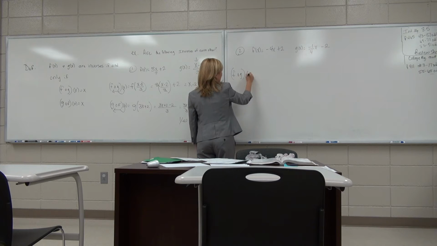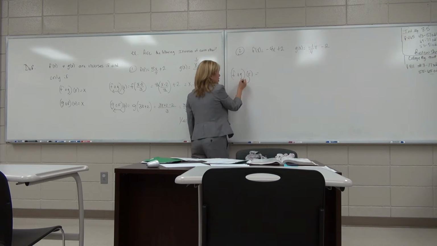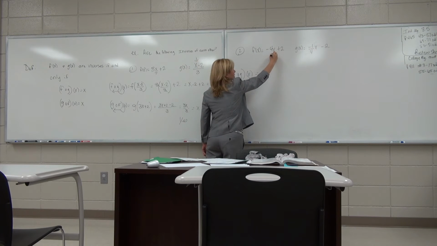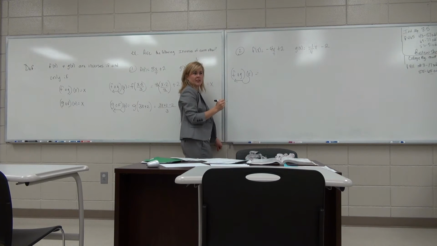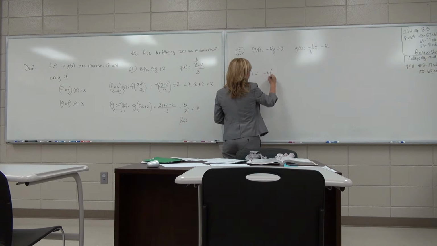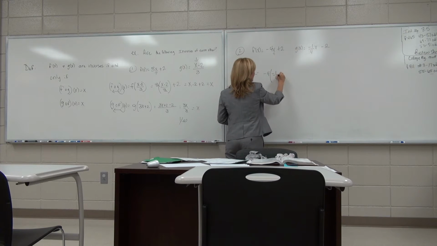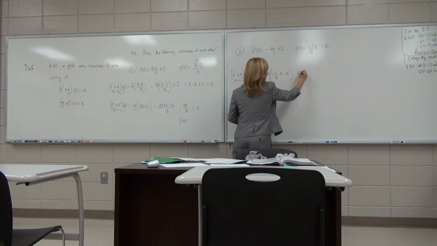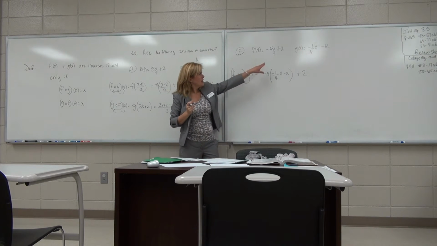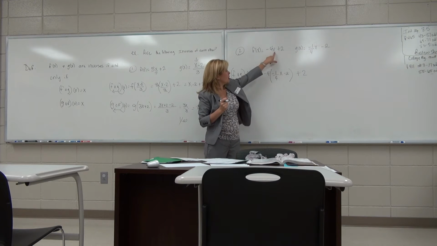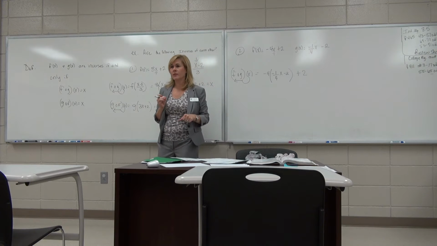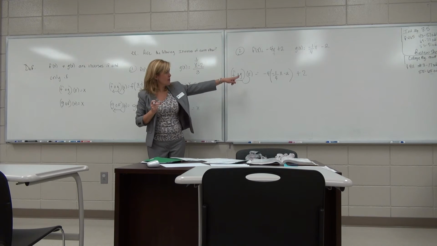Find f composed of g of x. That means you put your g of x function inside of the f function. So right here where there's an x, you're going to put your g of x function. So that's going to be negative 4 times negative 1/4 x minus 2, plus 2. Put the g function, which is negative 1/4 x minus 2, in place of the x in the f function. What happens to my 4's?